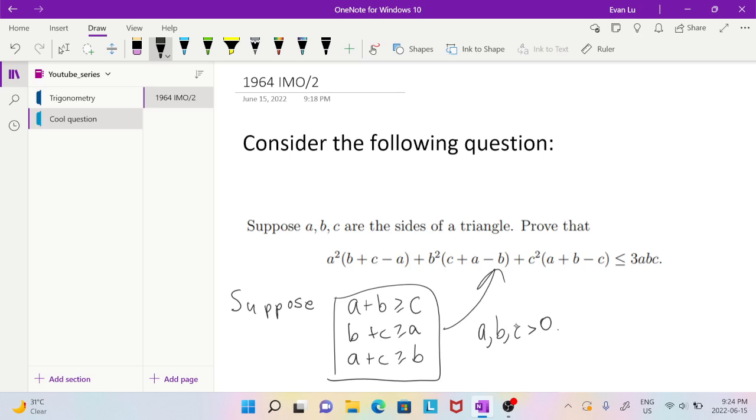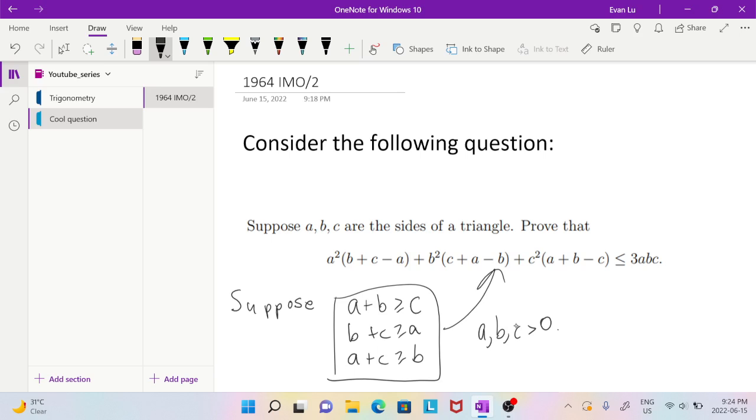Okay, but today I wanted to share what I thought was a really nice solution to this question that actually uses the fact that they are sides of a triangle. So I'll give you a couple seconds so you can pause the video if you want to think about this question. How are we going to relate some geometric properties of a triangle to this really messy looking expression? All right, so now I'm going to start talking about the solution.